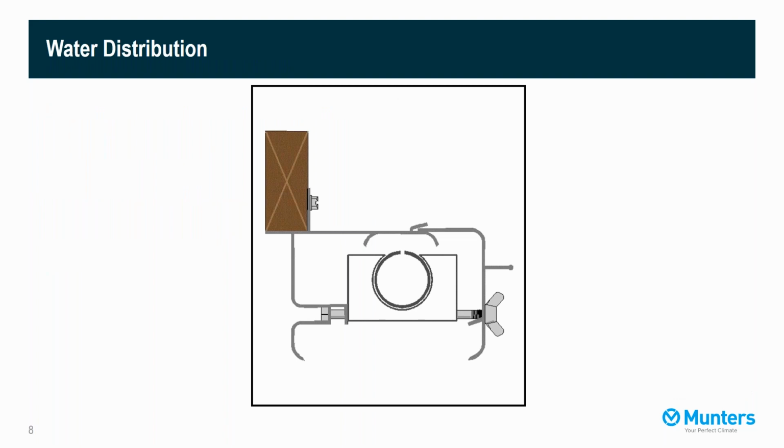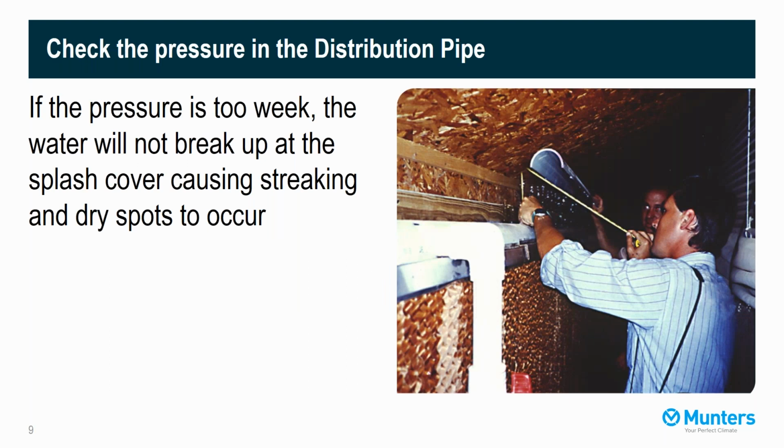It should be something like this. Yeah, we want the water to splash off the cover and go down onto the pad. So we want to check the pressure in the distribution pipe. If the pressure is too weak, the water won't break up when it hits the splash cover, causing streaking and dry spots to occur on our pad.